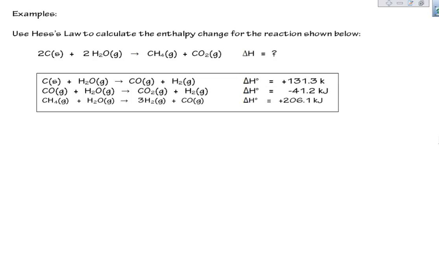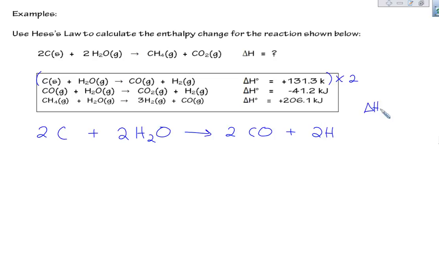Step 1 looks promising. Here's carbon on the reactant side, but I need 2 carbon on the reactant side. So I'm going to take this first step and I'm going to multiply everything times 2. So we'll then have 2 carbon plus 2 waters. We're going to form 2 carbon monoxide and 2 hydrogen. And then if I do my little delta H, and these are in units of kilojoules.